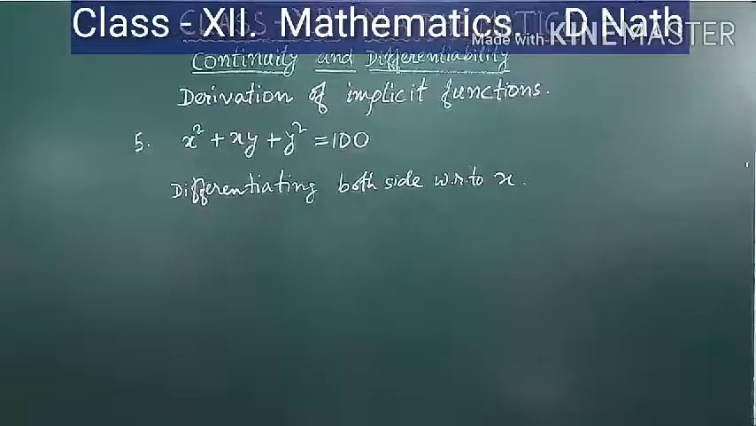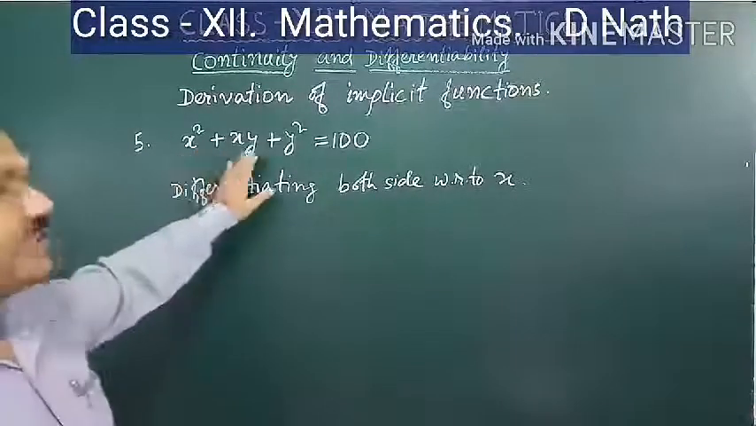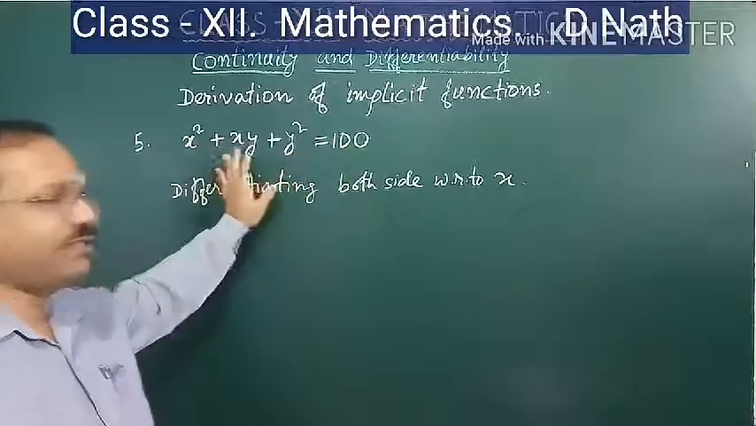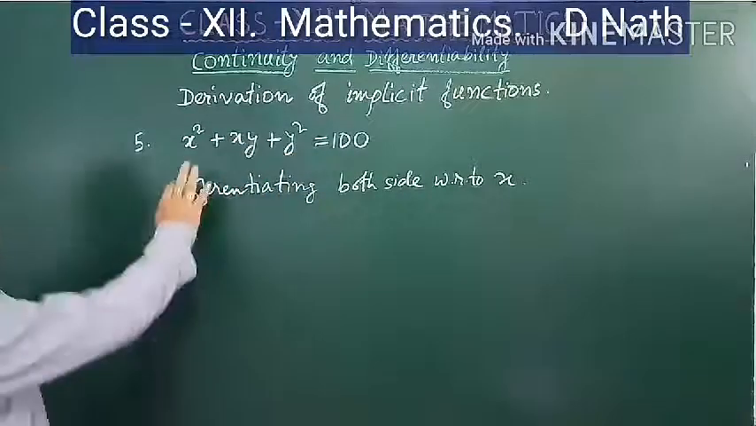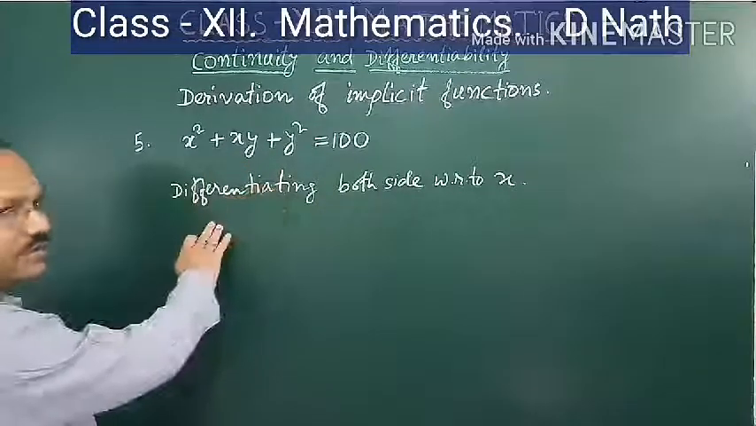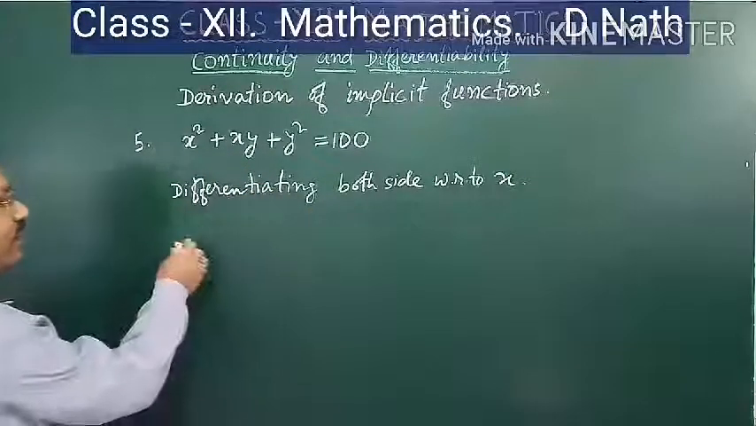Okay, question number 5. It is given x square plus xy plus y square is equal to 100. So it is implicit, both are there. So how to find the dy dx from that? Differentiating the same way, differentiating both sides with respect to x.